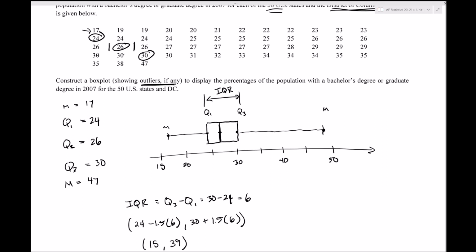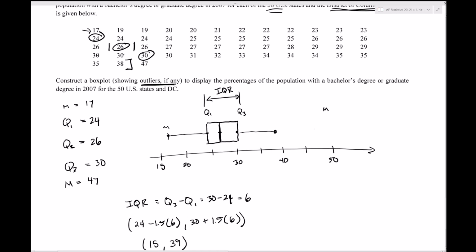However, the upper range stops at 39. We have an outlier, 47. So what do we do? We erase that whisker and stop it at the last non-outlier, 38, which is here. Then you mark any other values outside of that, 47 for example, as an outlier. I'll mark it with an asterisk. You can mark it as another dot, a big circle, or a big star if you want.